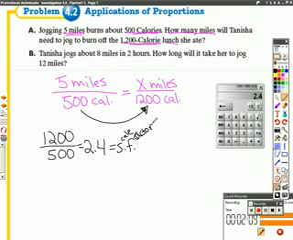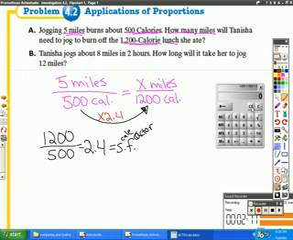So to go from 500 to 1,200, we multiply by 2.4. And we're going to double check that just to make sure. 500 times 2.4 does equal 1,200. So we're all set.